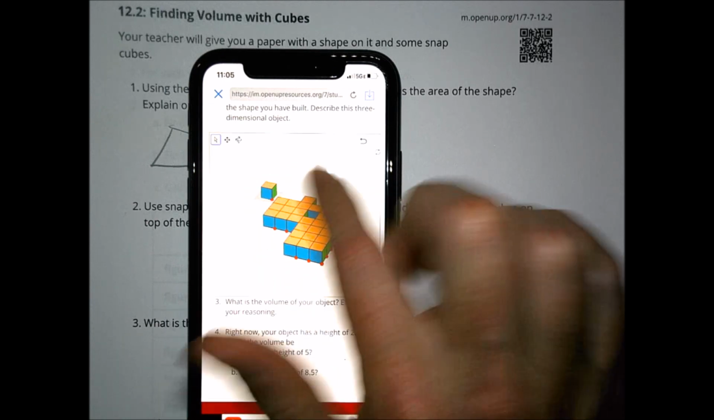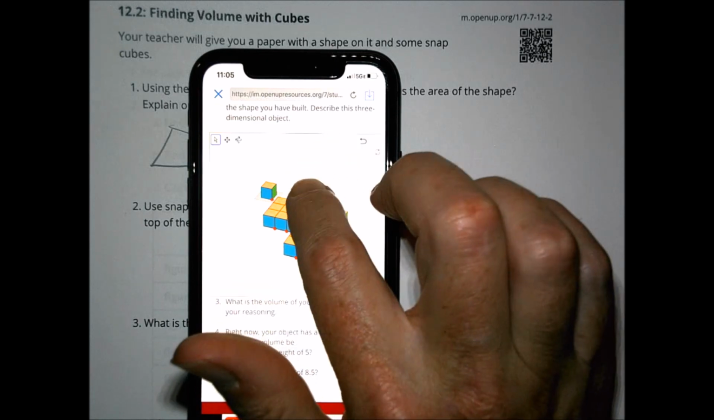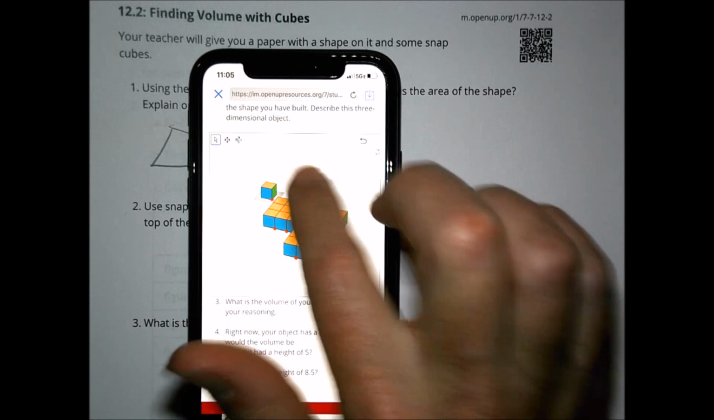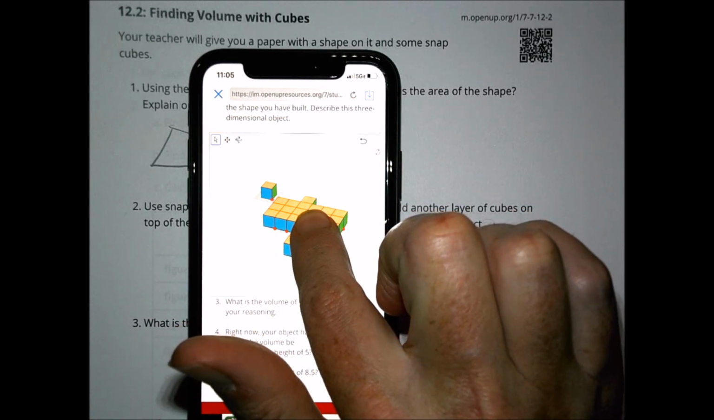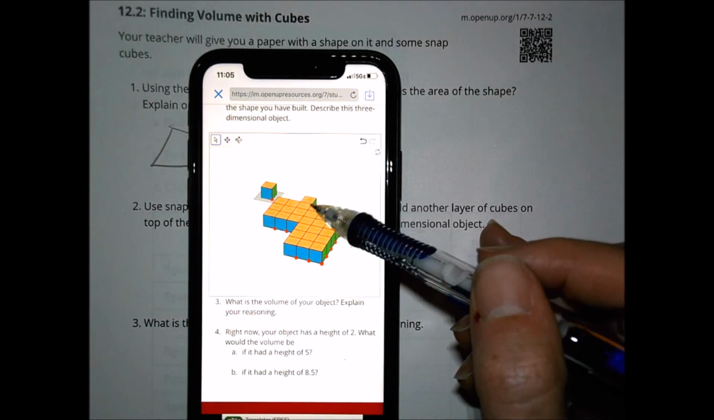Oops, I want to get rid of that one. If I do undo, I'm afraid I'm going to undo them all. Don't want to do that. Okay, we'll ignore that one. There we go. Alright, so ignore my extra one there. Sorry about that, I can't get rid of it.